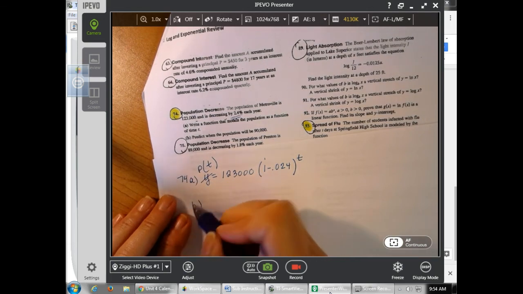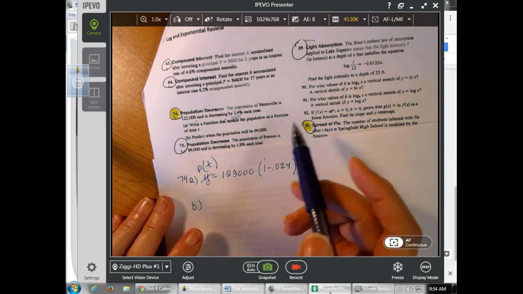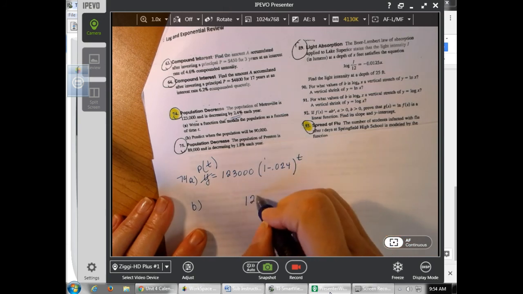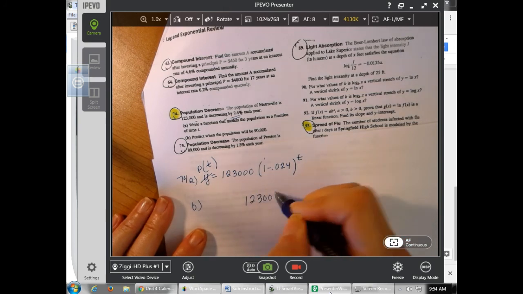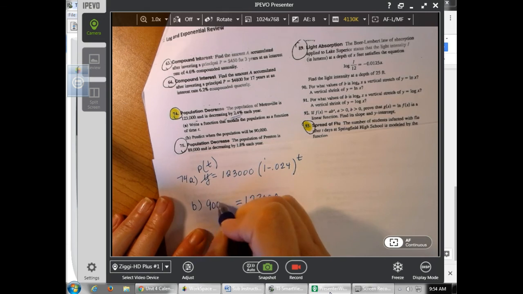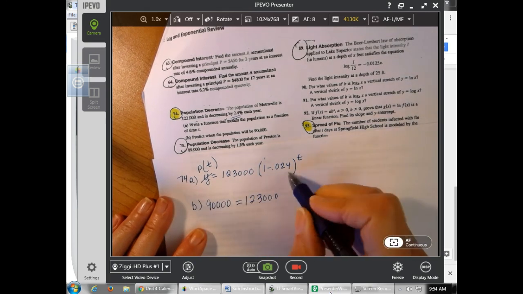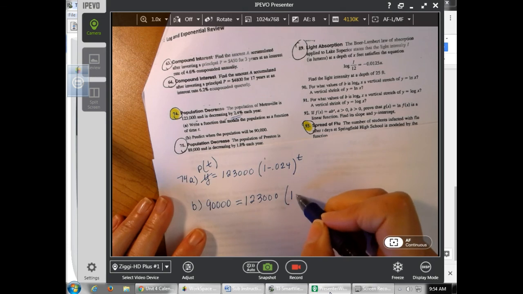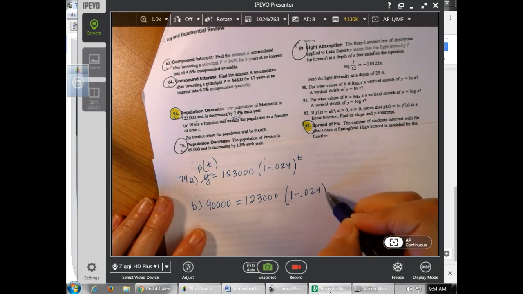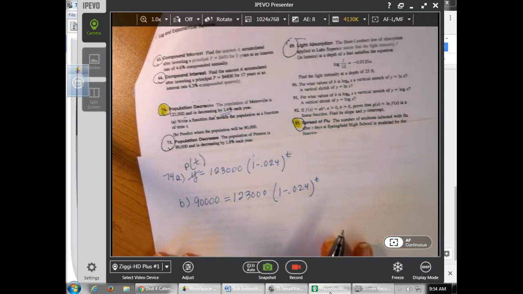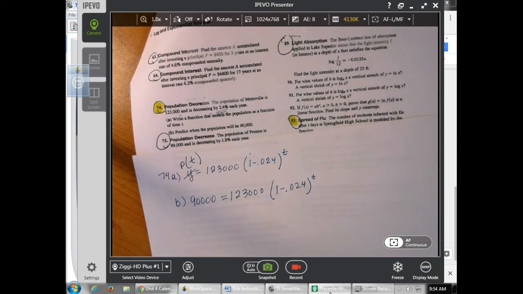Now part B says, predict when the population will be 90,000. So 123,000 is going to decay to 90,000. And we're actually given the rate here, we're just solving for the time. So we're essentially going to solve for that t right there, and we're going to use logs. Or if you have your graphing calculator, you could technically do it with a graphing calculator, like we learned initially. I think it's a little bit easier just to go ahead and solve it using logs.